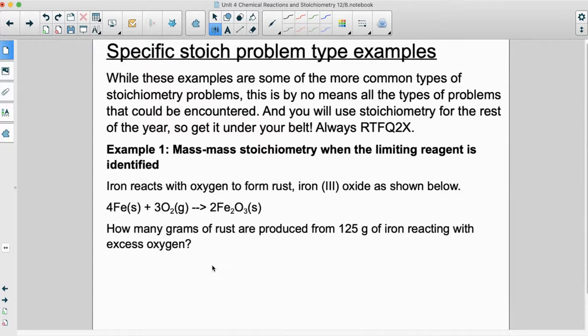Okay, so how do we do this? Well, first of all, right here, we see that 125 grams of iron react with excess oxygen. So I'm going to label my equation here. This 125 grams goes with my iron. Put that there. And then it says with excess oxygen, so I'm going to identify this as my excess. That must mean that this iron is my limiting reagent. And also that's the only number they give us.